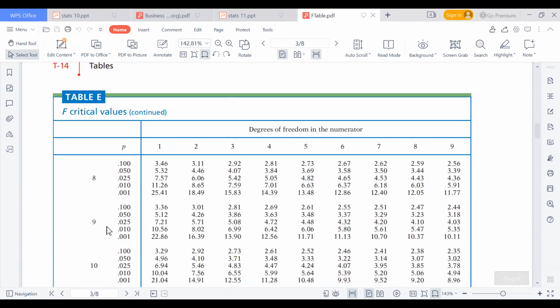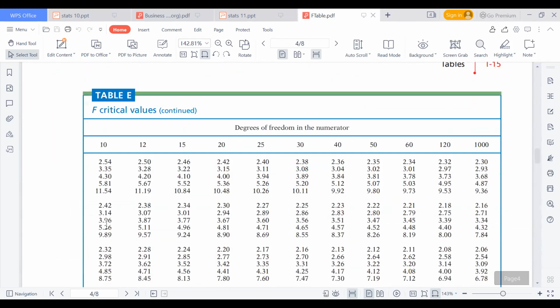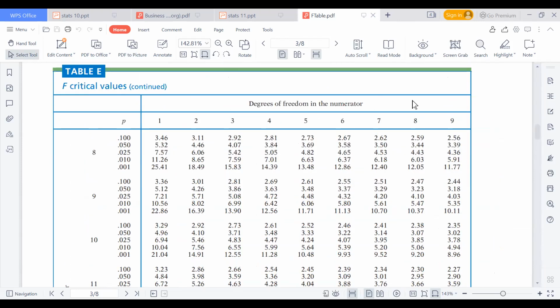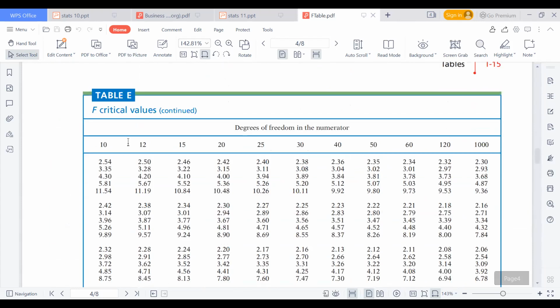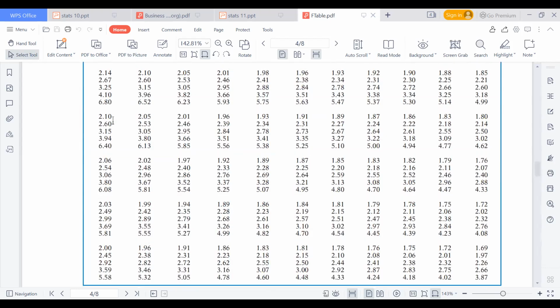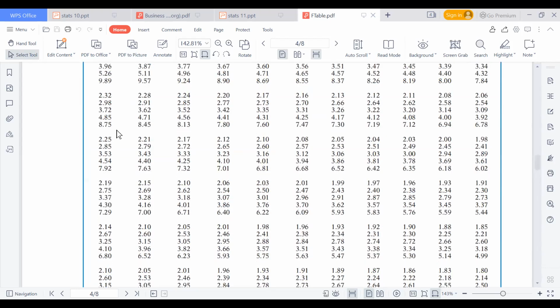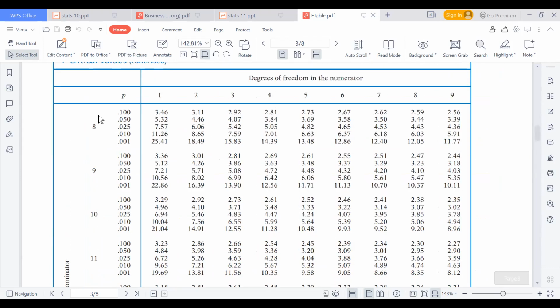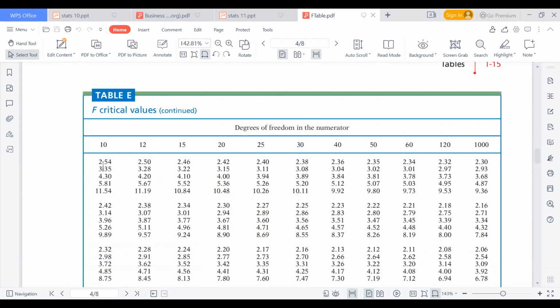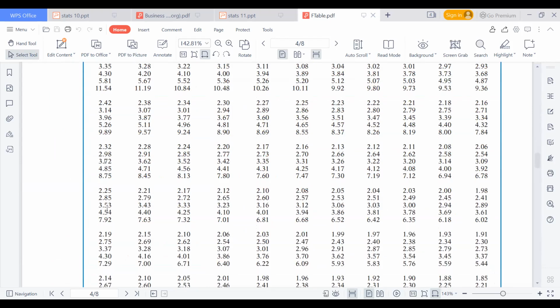But the change between this page and the next page is that the degree of freedom of the numerator has changed. So the former one we had 1 to 9. The next one we have 10 to 1,000. Okay, so here, although the degree of freedom in our numerator is 30, we will not have degree of freedom in our denominator 24 to be here because we only have 8 to 17 repeated. So here is 8, 9, 10 up to 17 repeated.